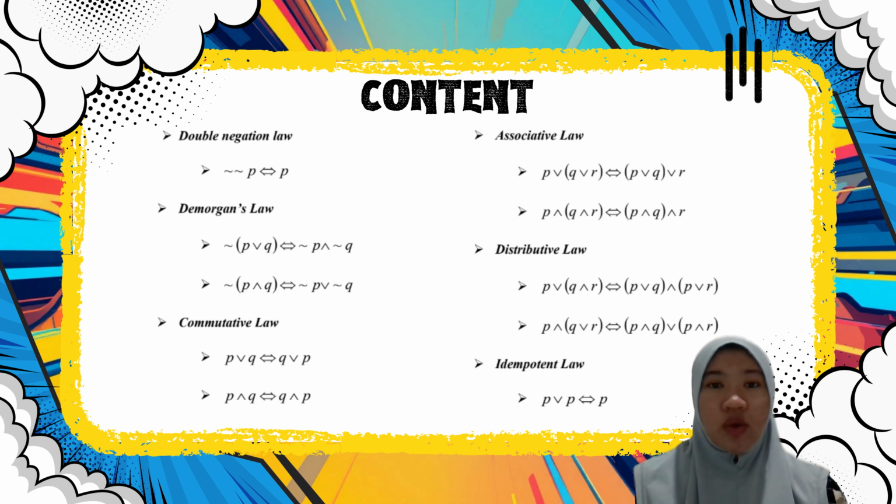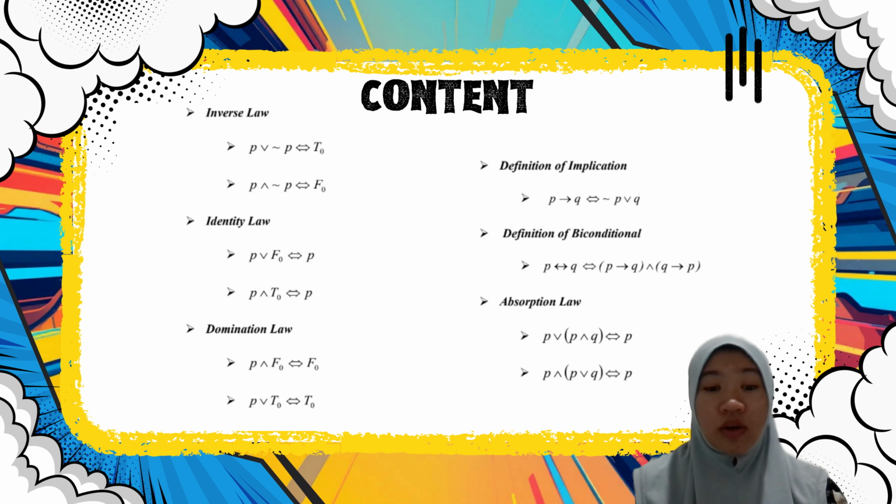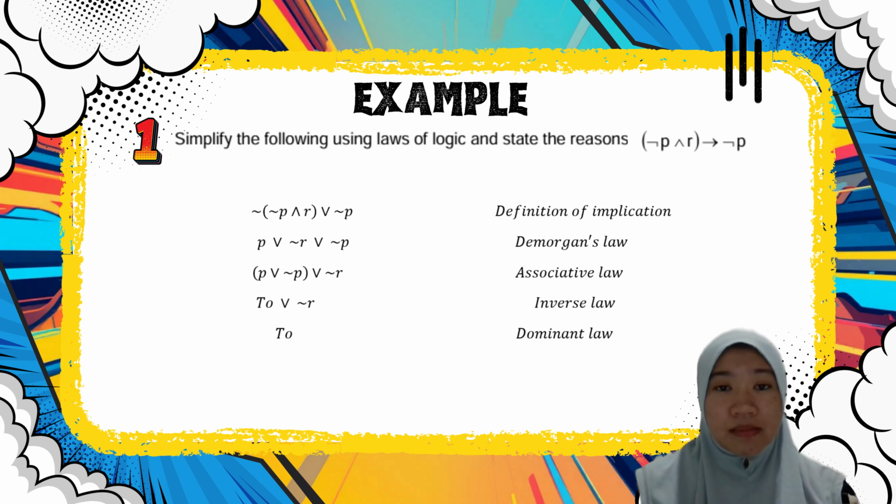In the laws of logic, we have 12 rules, which are double negation law, De Morgan's law, commutative law, associative law, distributive law, idempotent law, inverse law, identity law, domination law, definition of implication, definition of biconditional, and also absorption law. Now let's move on to examples.